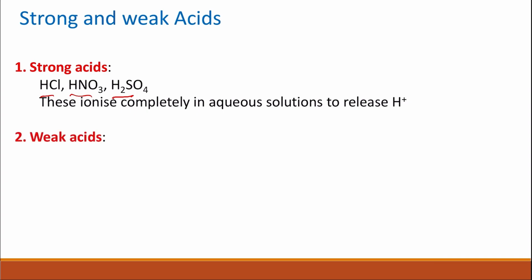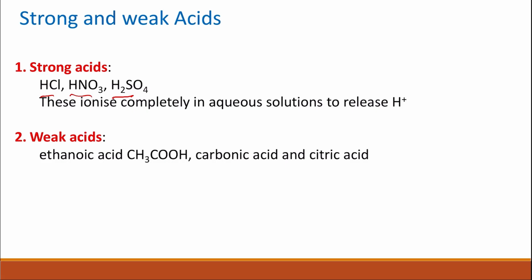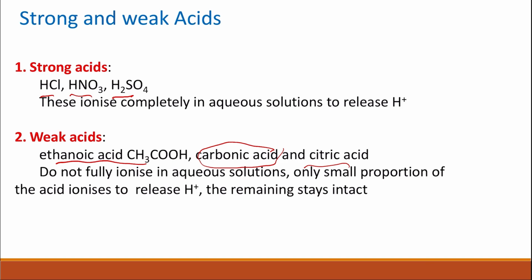However, the other type, which is called weak acids, examples of these are organic acids like ethanoic acid and citric acid. Also, carbonic acid is one of the weak acids. The difference here is that weak acids will not fully ionize in water. They will only be partially ionized and they will release hydrogen ion in the same way as the strong acids, but not completely. So this is a process called reversible reaction.